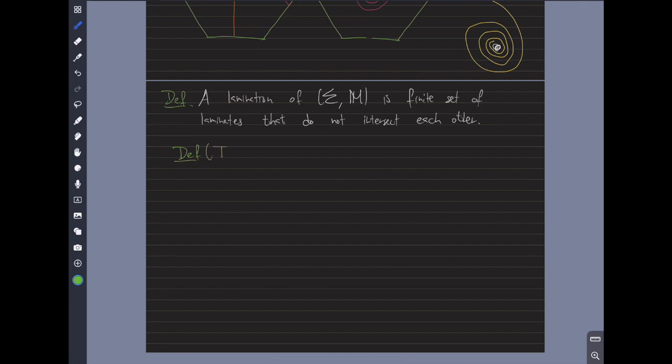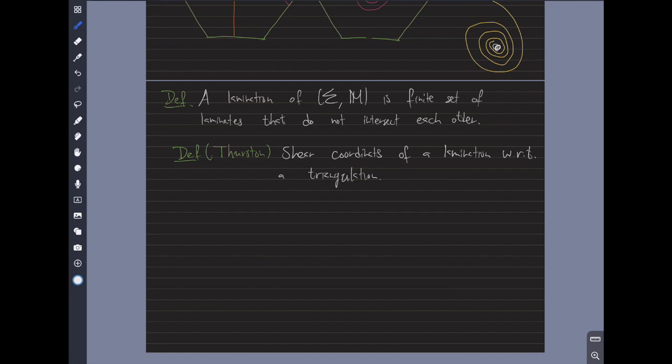Yeah, so which are the shear coordinates of a lamination with respect to a triangulation. So T is a triangulation, and then the shear coordinates are going to be a vector indexed by the arcs in T.